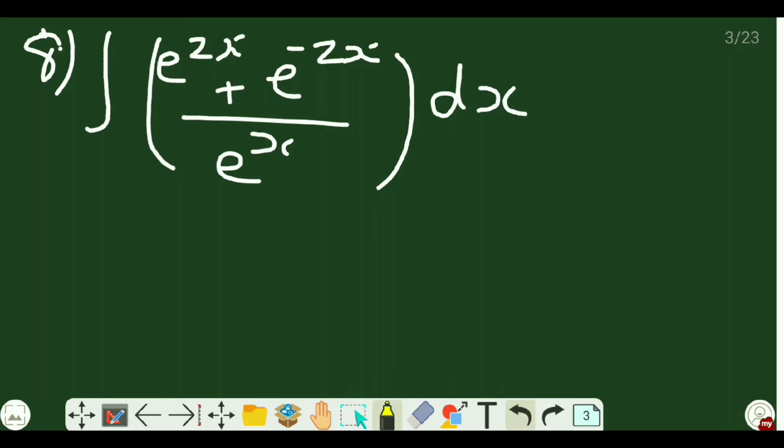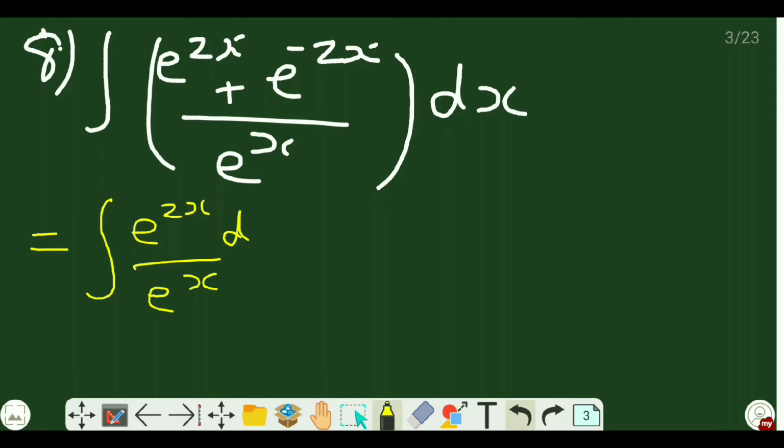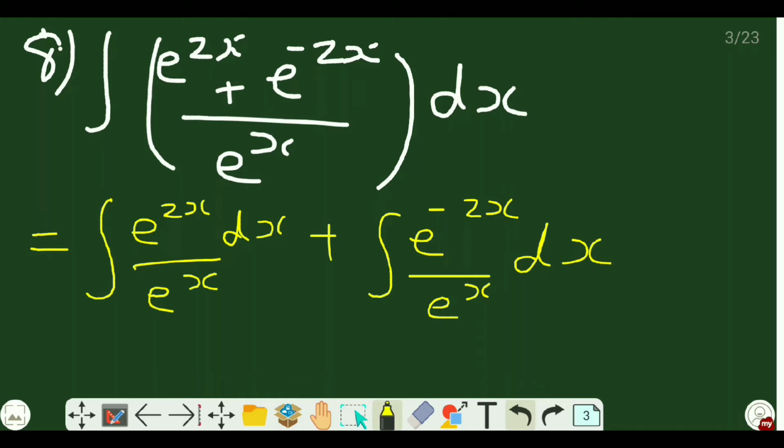The question is: find the integral of (e raised to 2x plus e raised to minus 2x) upon e raised to x dx. Again, this is based on exercise 5.1 only. It can be done this way. We can separate the integrals like this: the integral of e raised to 2x upon e raised to x dx, plus the integral of e raised to minus 2x upon e raised to x dx.